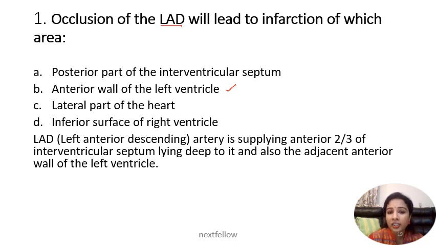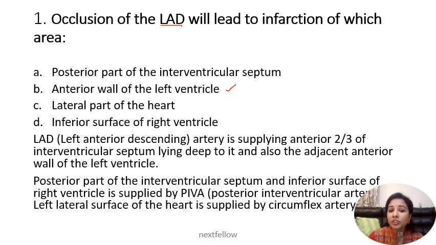The left anterior descending artery supplies the anterior 2/3 of the interventricular septum, lying deep to it, and also the adjacent anterior wall of the left ventricle. And the posterior part of the interventricular septum, we know, is supplied by the posterior interventricular artery, which is a branch of the right coronary artery. The left surface of the heart is supplied by the circumflex artery.